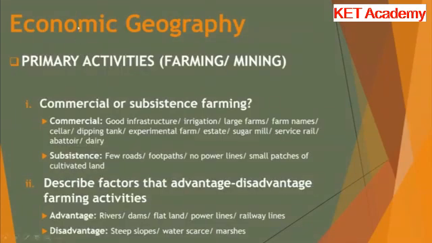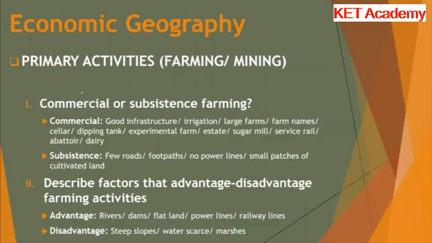All right, looking at your economic geography. So here in your economic geography, we are talking about your primary, secondary, tertiary activities that we have inside these map areas. Your primary activities are going to be your farming and your mining. It is your first form of economic activity. Sometimes they love to ask you, is this an area of commercial or subsistence farming?